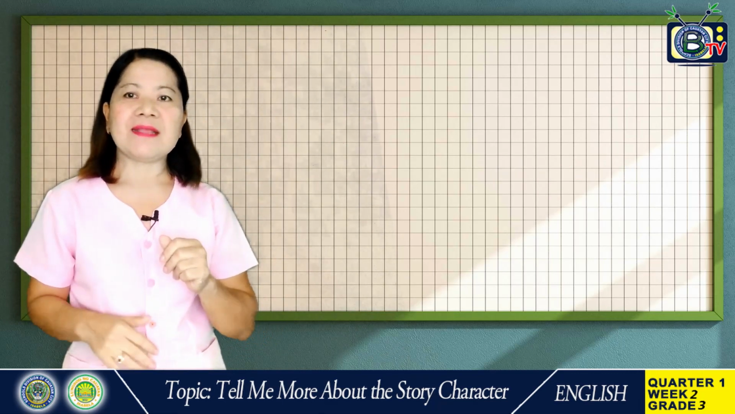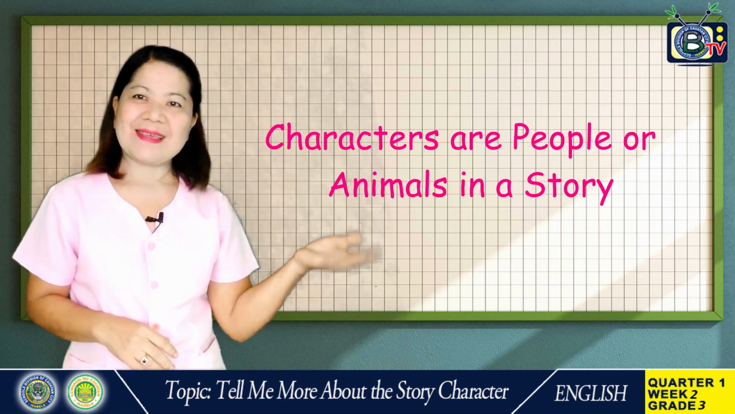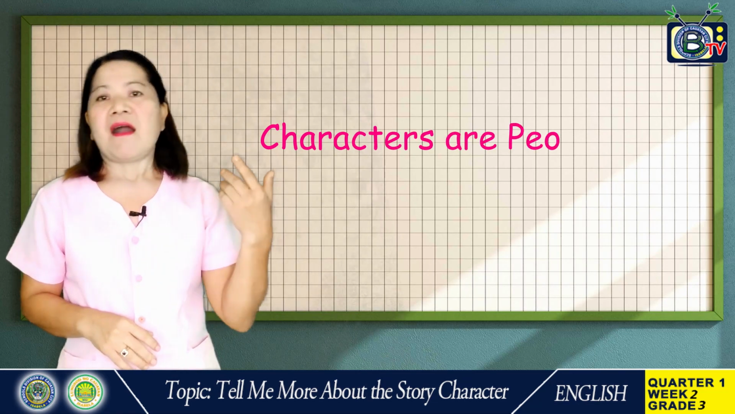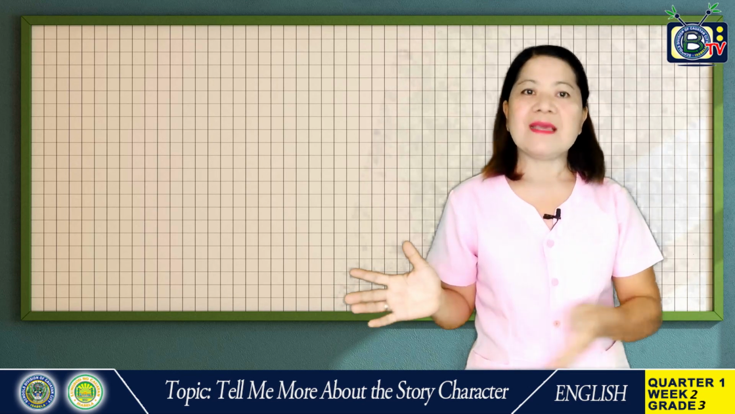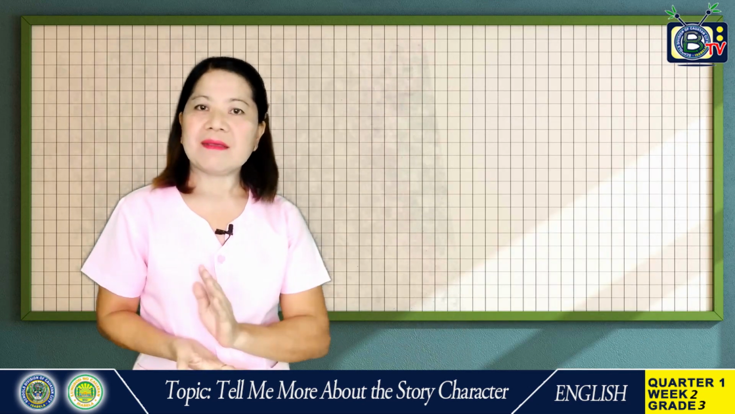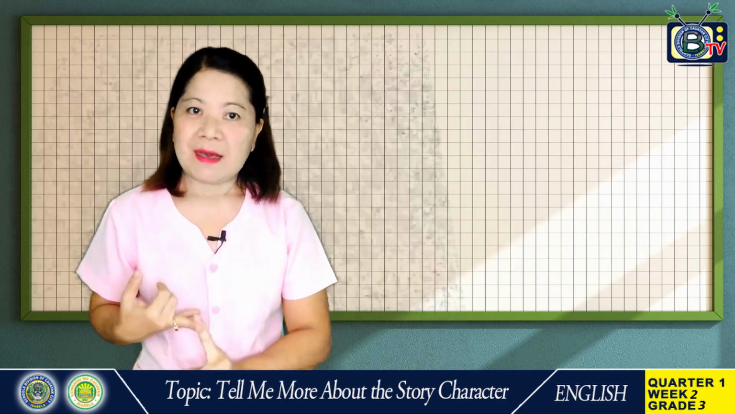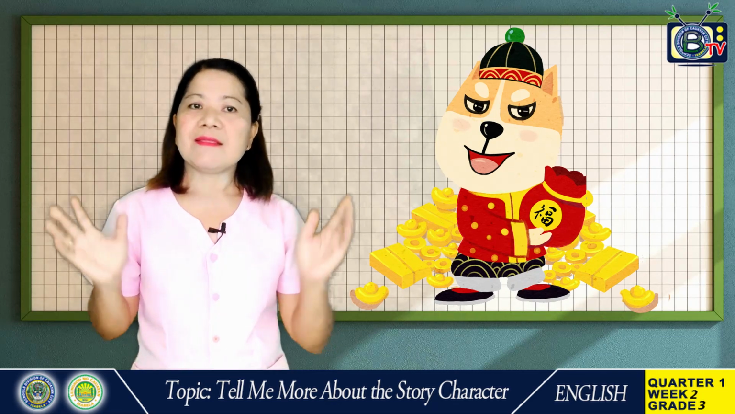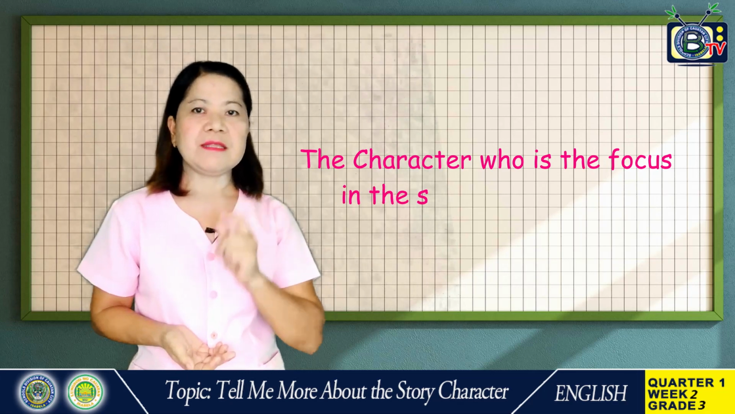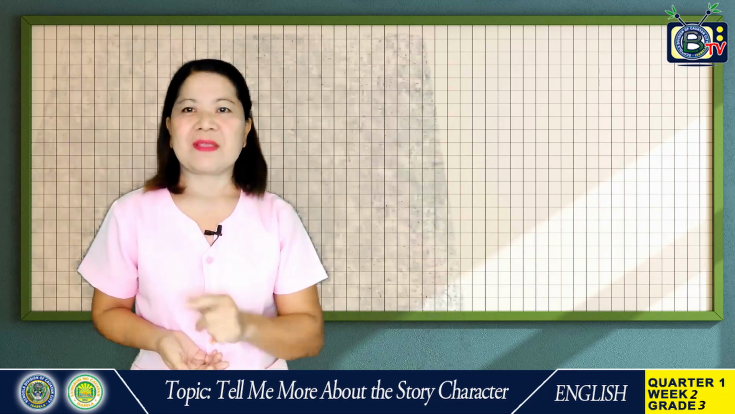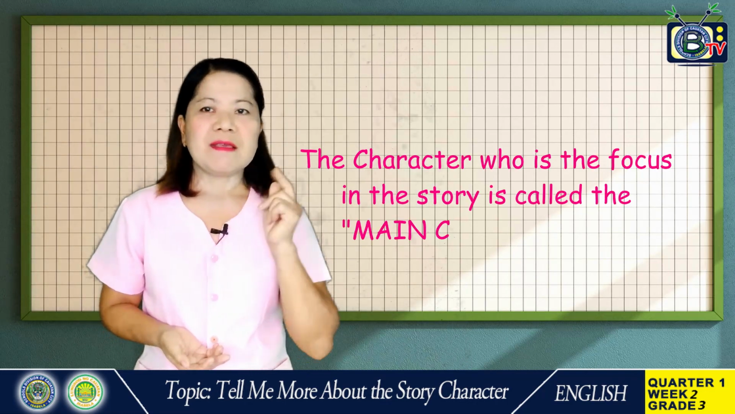It says there that characters are people or animals in a story. For example, in our story, The Blind Black Carabao, the characters there are, yes, the blind black carabao, the healthy cat, the rich dog, and a lazy goat. The character who is the focus in the story is called the main character.